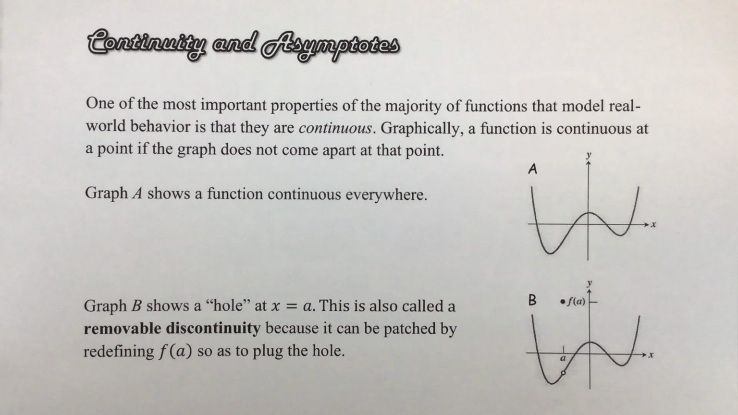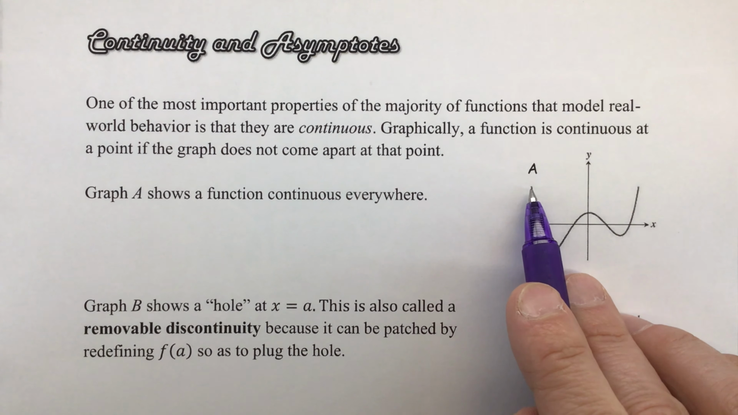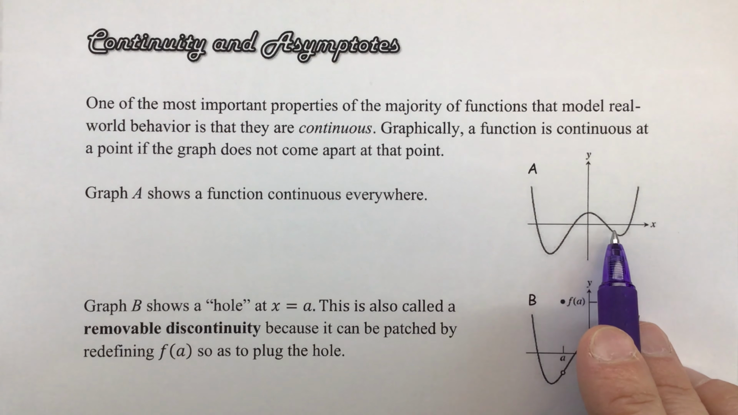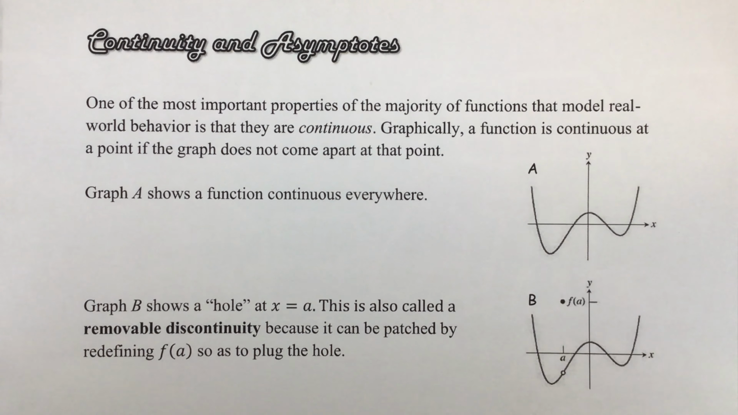Basically, as you move along the function, say we start here, you don't have any breaks. You don't have any spots where the graph is separated. And most functions that we look at tend to be continuous, so you might not really notice anything interesting about that one. However, graph B shows us something that is referred to as a hole.